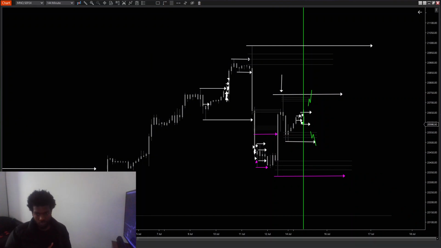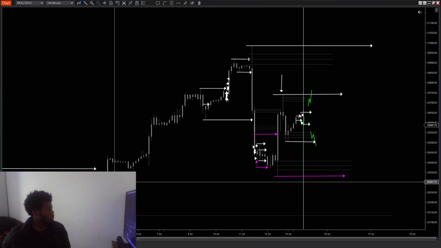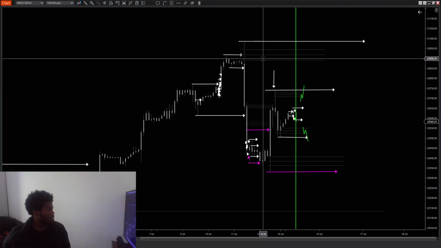In this top-down analysis, knowing where you are is a crucial part, and it's just the start, right? That's just the start. Now, I want to talk to you guys. You guys see these gray lines here?